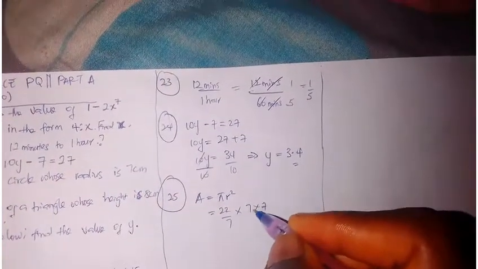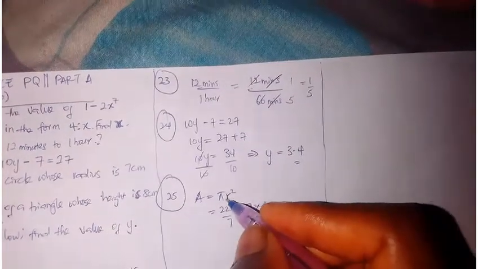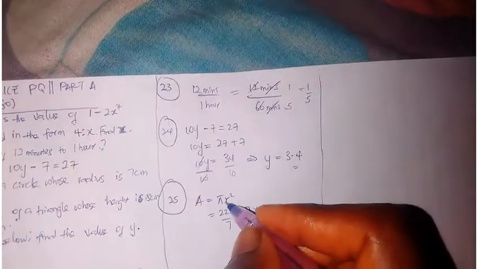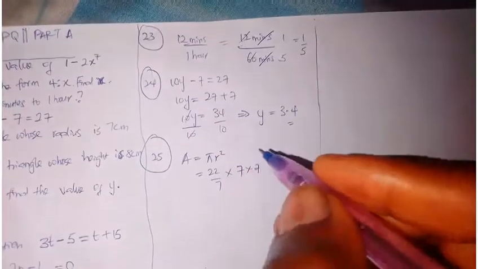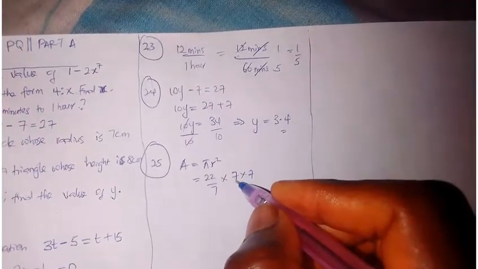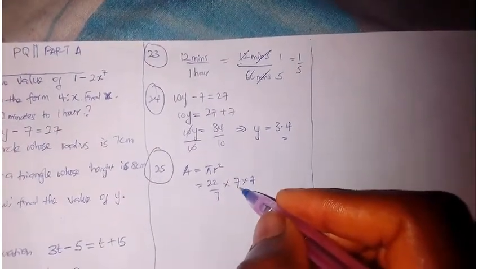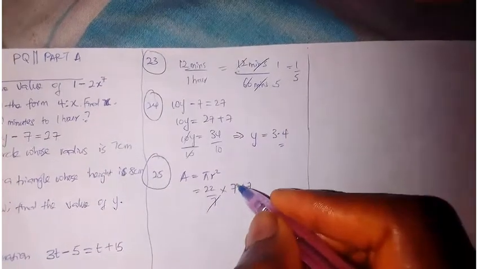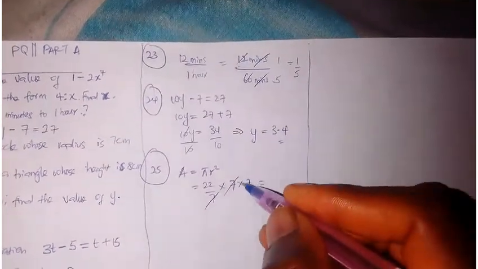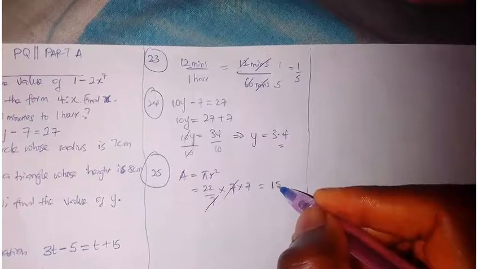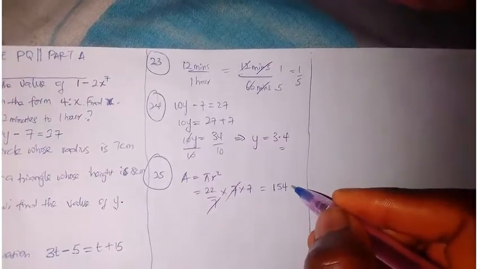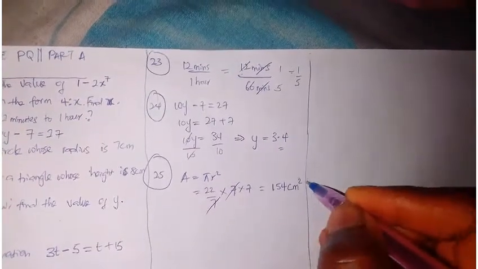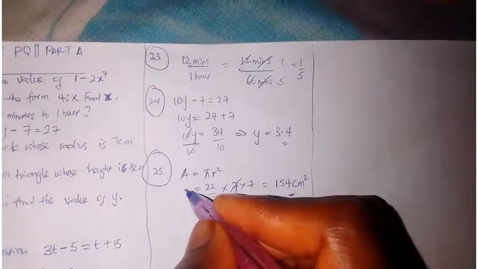So I'm multiplying it twice because it's r squared. R squared is equal to r times r. So since 7 is the radius, 7 squared becomes 7 times 7. This cancels this. I'm left with 22 times 7. That's 154. I multiply by centimeter squared, the unit of area.